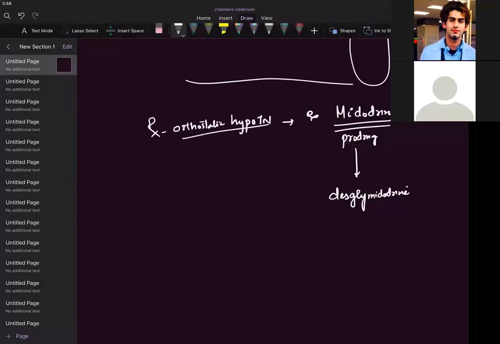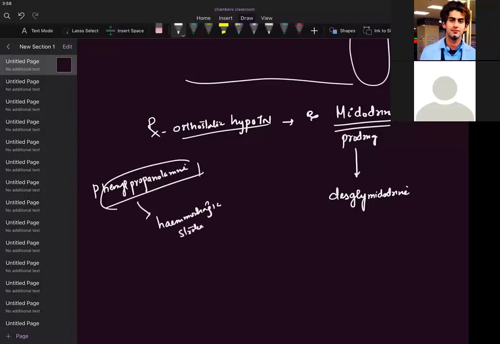There was also another drug which was used a long time back, phenylpropanolamine. The problem with this drug was that it caused hemorrhagic stroke. So we don't give it.